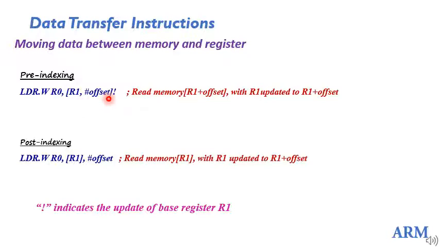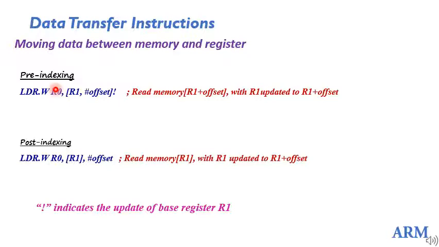Now there is an exclamation mark here at the end. As you see here, the exclamation mark indicates the update of the base register, R1 in this case. As I have told you, the addressing mode is base plus offset. Base is given in the register R1, and the offset here is specified as an immediate value which you have to add to obtain the address of the memory location. The content of this memory location you have to load into R0. That is the meaning of this instruction.